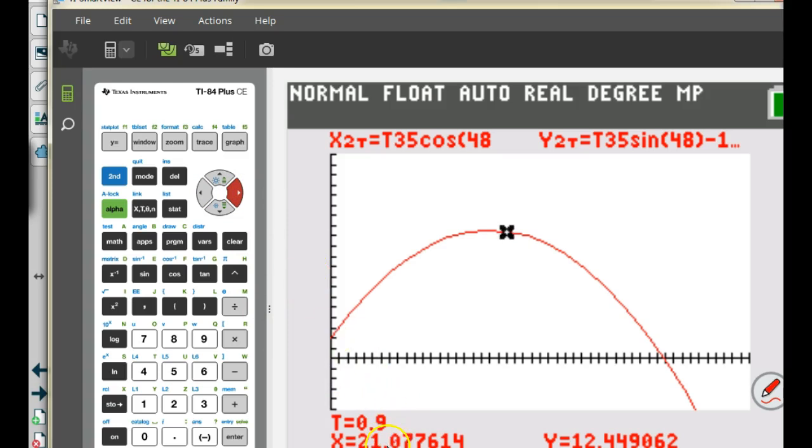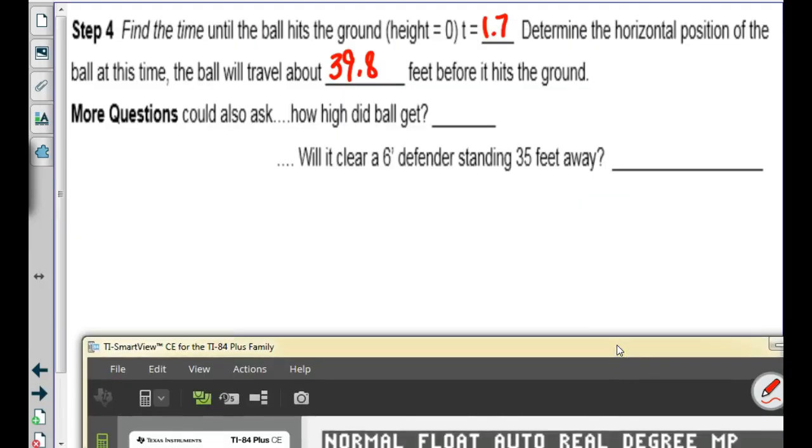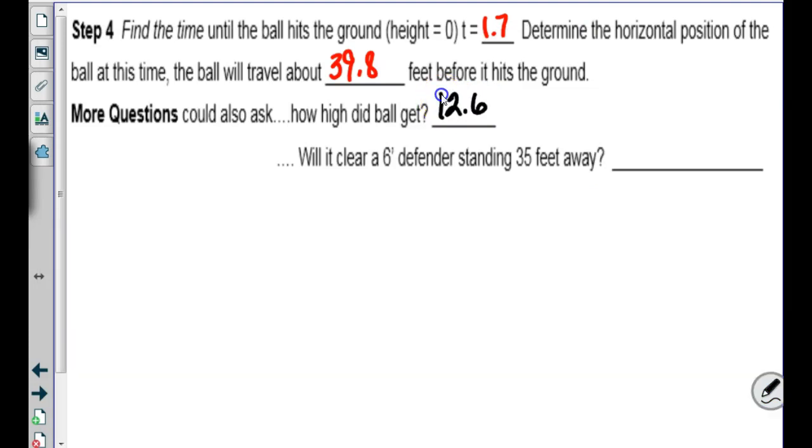Okay, it's not 21 at 0.9, because it's the height. The height is the 12.4. And actually here it gets up as far as about 12.6. These aren't very exact answers, but it's really fun to think that it's the actual path, okay?